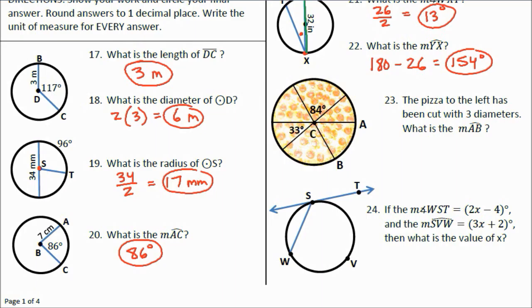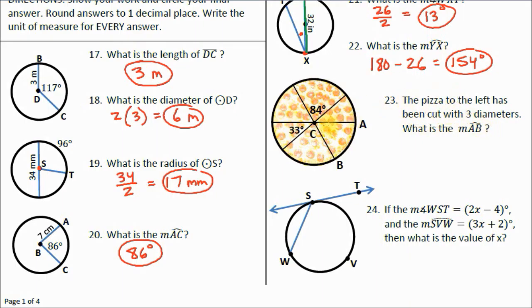The pizza to the left has been cut with 3 diameters. The biggest thing you want to recognize, class, is two things about that. One, there's a whole bunch of semicircles here, and number 2, these are all vertical angles. So that way, if you know one angle, if you know this is 33, you know this is 33.